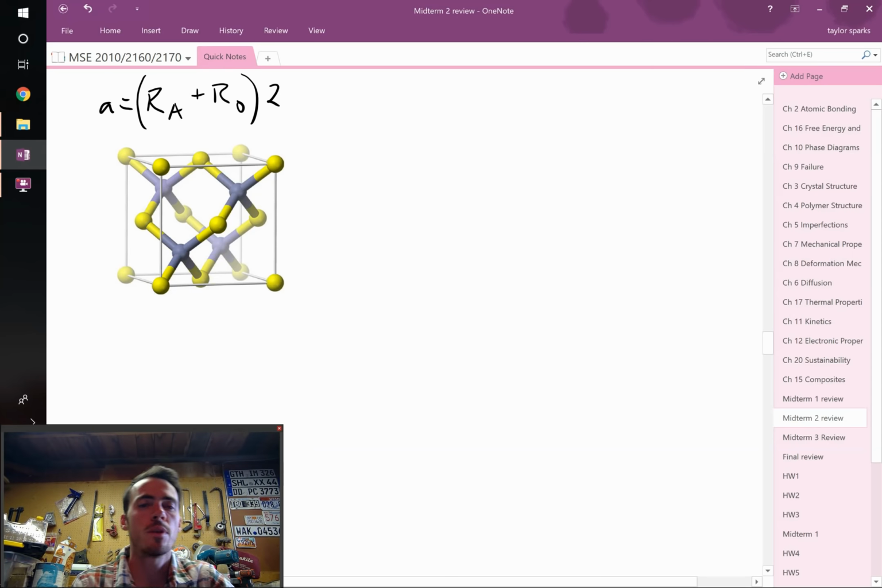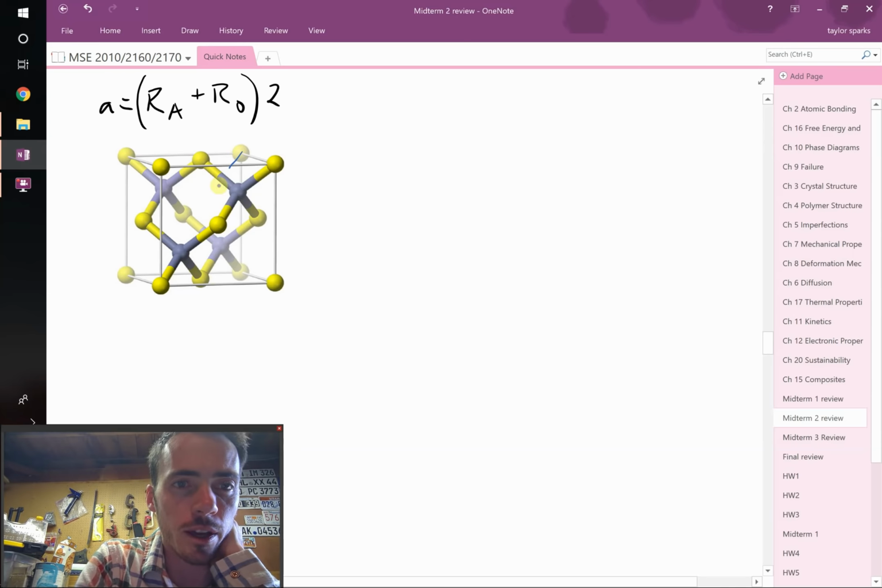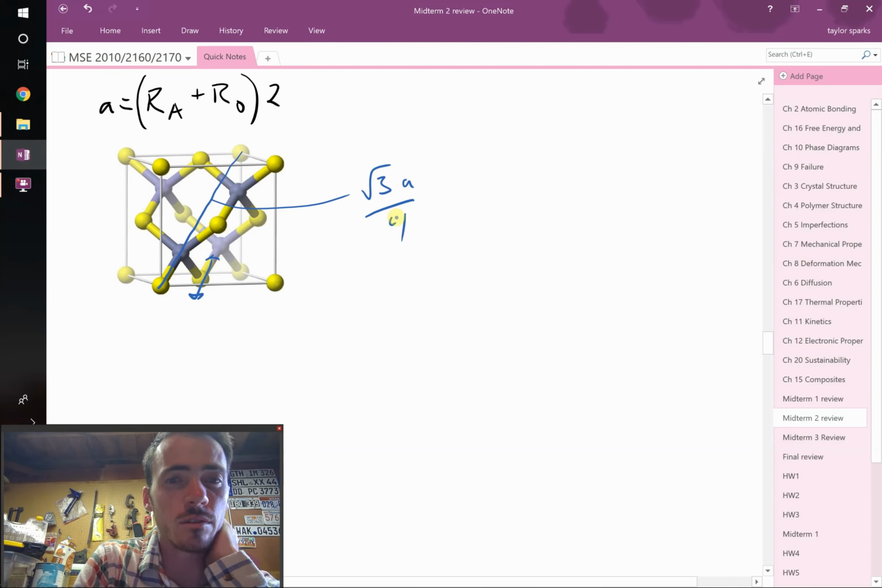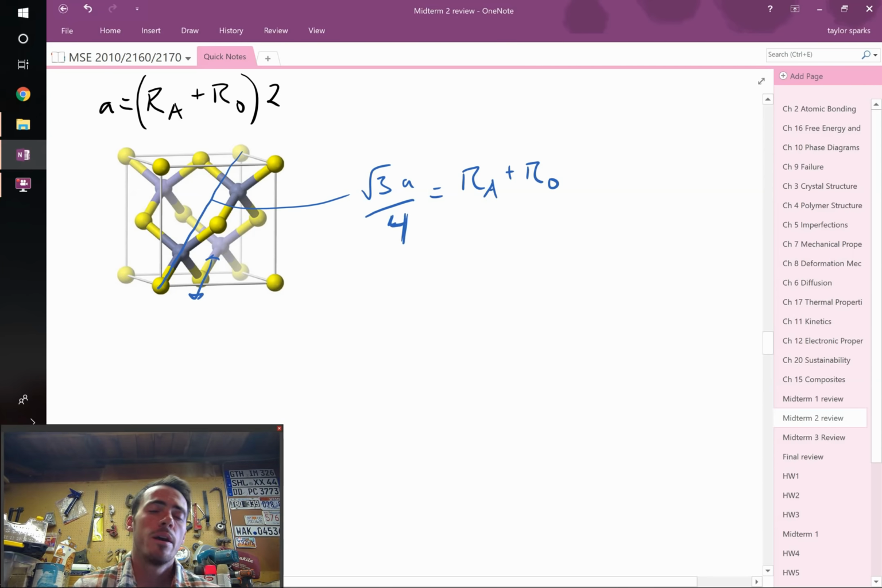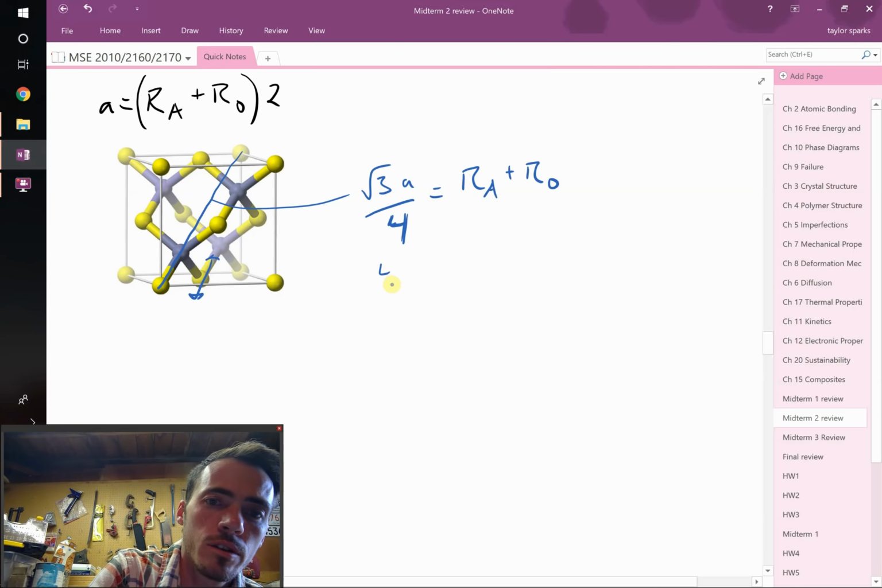Okay, where are they touching? They're touching along the body diagonal. So if that whole distance is √3a, then 1/4 of it, because this is shifted quarter, quarter, quarter, is going to be equal to the 2 radii. Okay, so that's how you're going to relate those two. How many atoms are there per unit cell? Since it's FCC yellow, that's 4 atoms per unit cell, but there's also the silver, so there's going to be 4 silver and 4 yellow per unit cell.